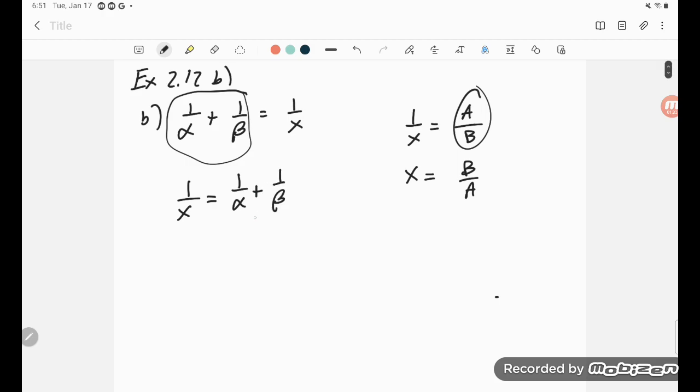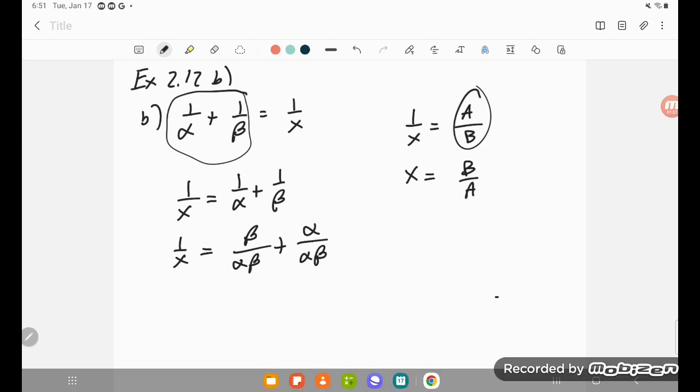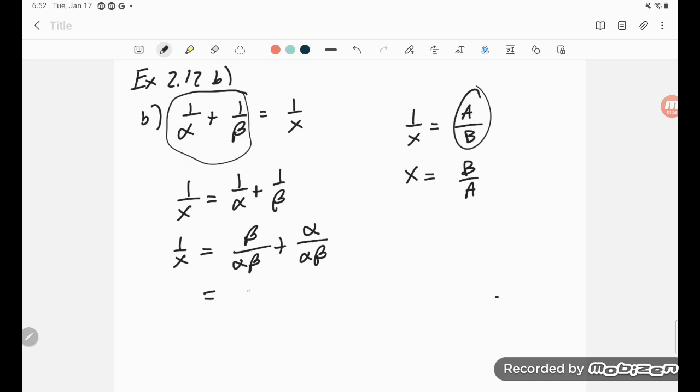And now I'm going to get a common denominator. And so I have 1 over x is equal to, now the common denominator will be alpha times beta. And so I get beta over alpha beta plus alpha over alpha beta. Now that I've got a common denominator, I can add these two things together. Beta plus alpha over alpha times beta.